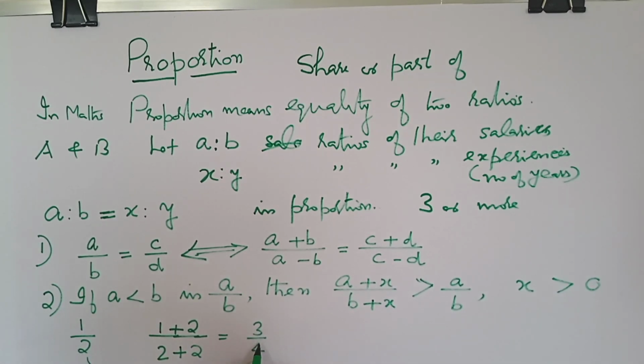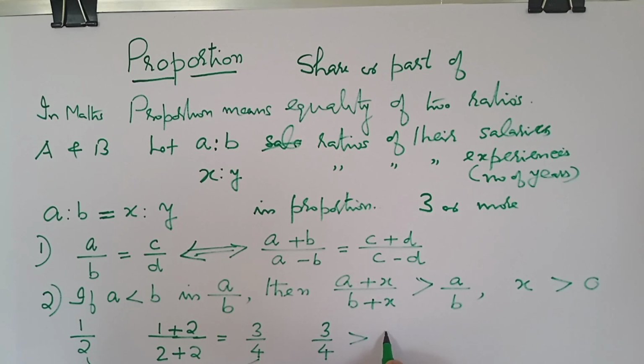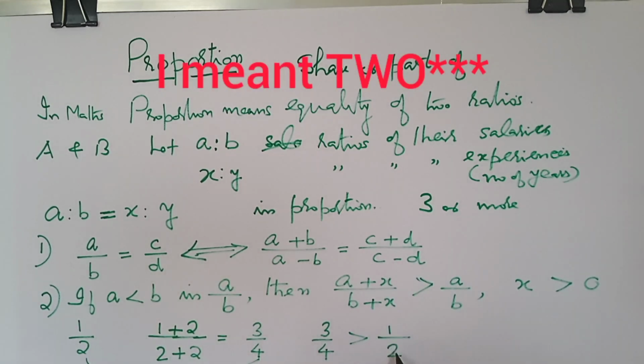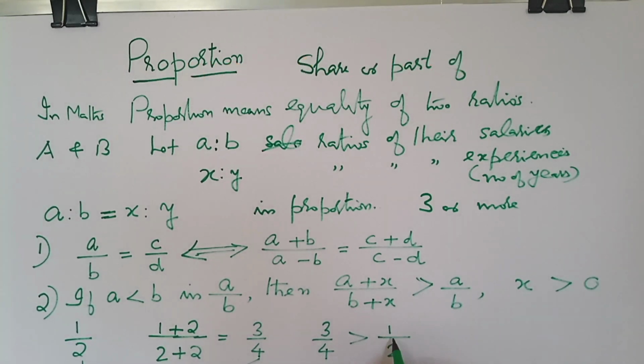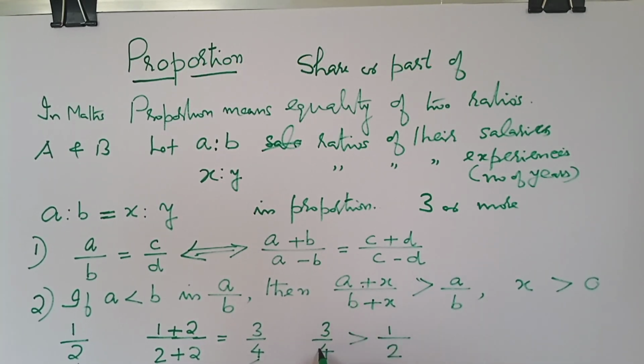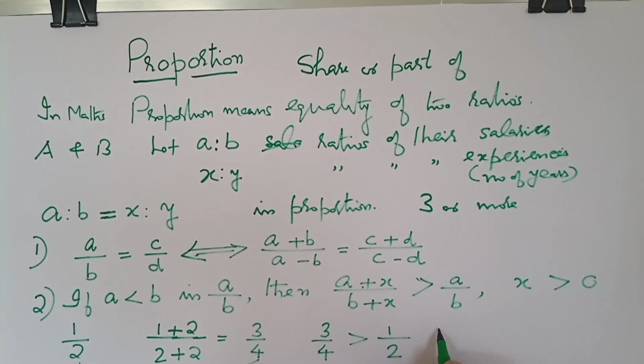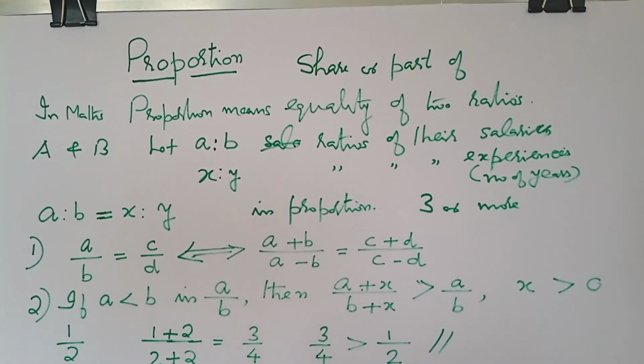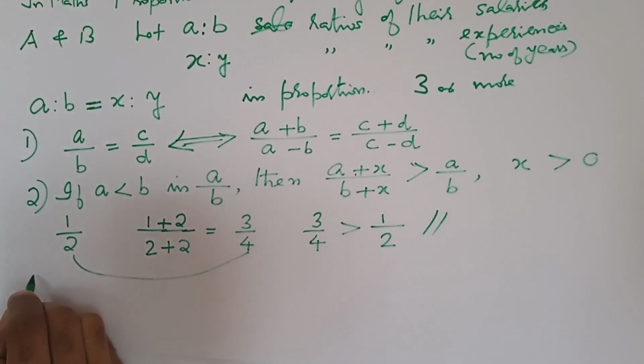Which is bigger? This is bigger. And 3 by 4 you got by adding the same number 1 to the numerator and denominator of 1 by 2. See, this is in place of this, this is in place of this. This is what I meant by this result. Now the next result is similar to this.